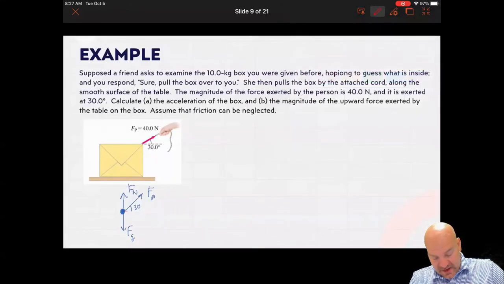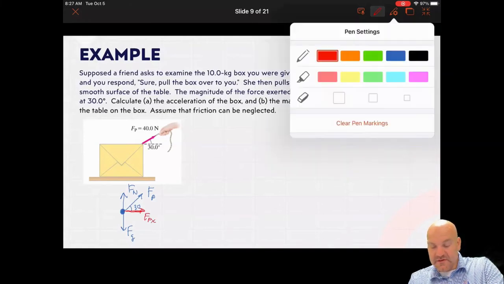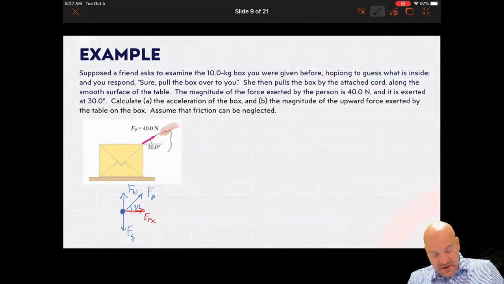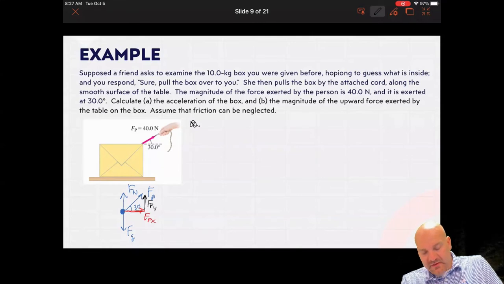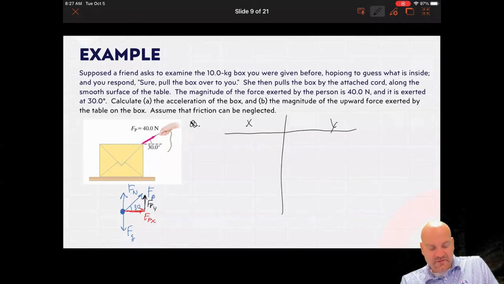let's do that. So FPX is here. And the good thing you see is that that is the only force that is causing the acceleration, and FPY is here. So that's going to contribute to our normal force, which we did last video. Okay, so the first thing is finding the acceleration of the box. And what I like to do is make a T-chart with my horizontal and vertical sides.